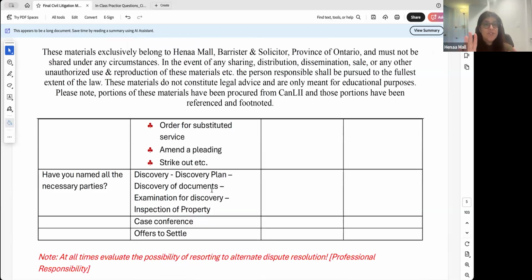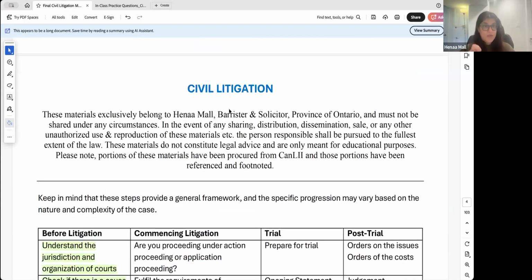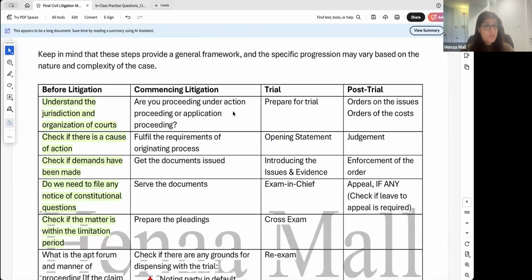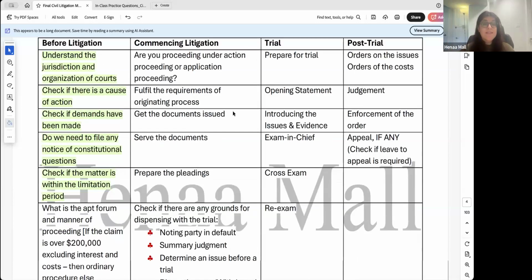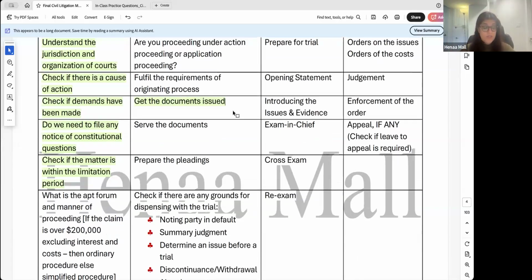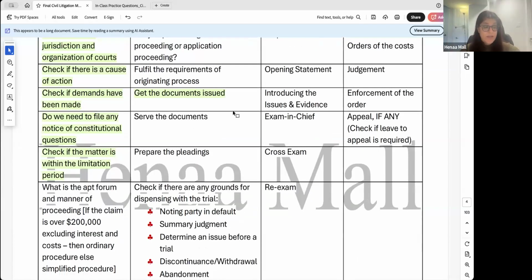When do you file an action proceeding and when do you file an application proceeding? You need to fulfill the requirements of the originating process. You will have to get the documents issued. What does this mean? Why are we talking about getting these documents issued? Who issues the documents? Can you just stand in a queue and say, get my documents issued? How does that work? Serving the documents. Service is a very important part because people try and evade service at all stages. So, how will you then ensure that the documents are served properly?